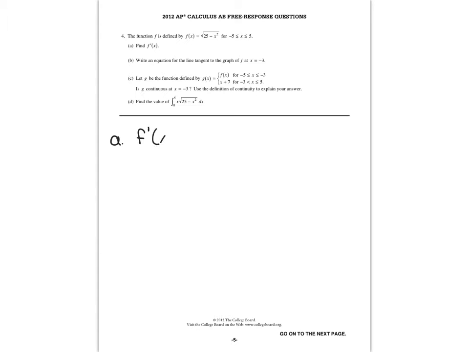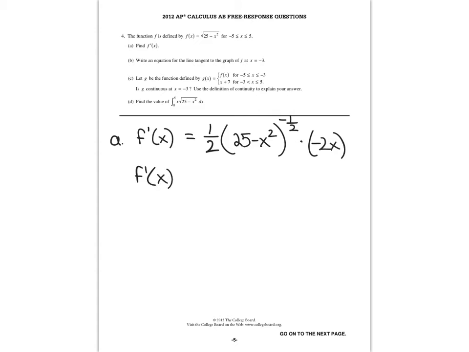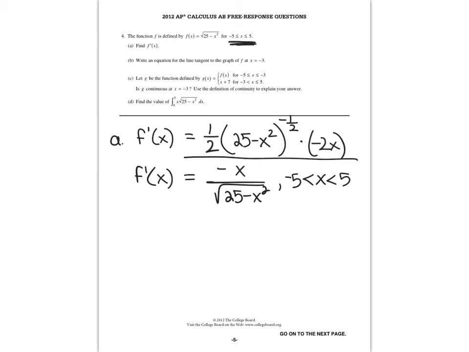So f prime of x, we are going to be using the power rule, 1 less, and don't forget your chain rule. And it will be important, since you are given the restrictions on x, to make sure you list your restrictions. Now remember, you can't find derivatives at an endpoint, so we're not including those with our answer.